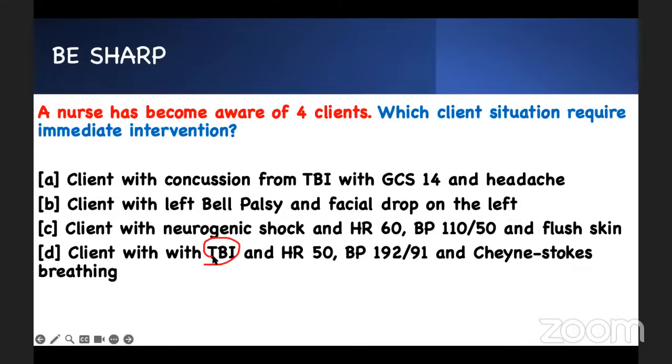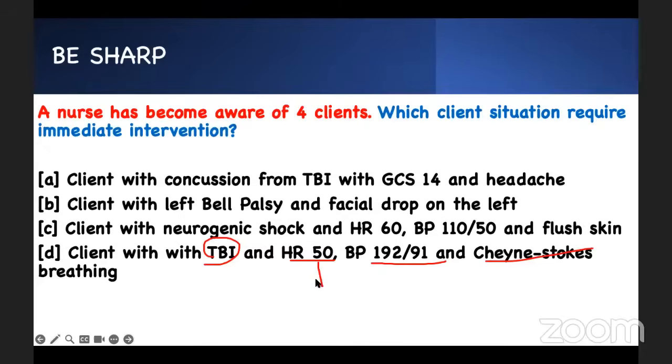You have a head injury. Your heart rate is going down. Your blood pressure is going up. And you have irregular breathing, Cheyne-Stokes breathing. You figure out what this is? This is abnormal.